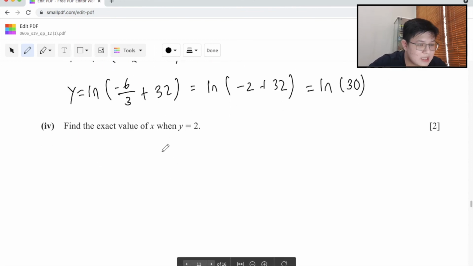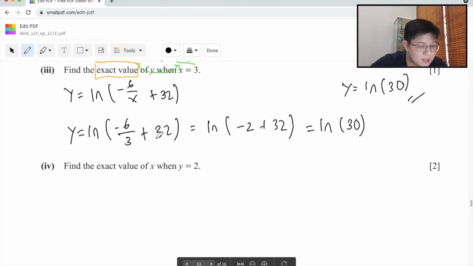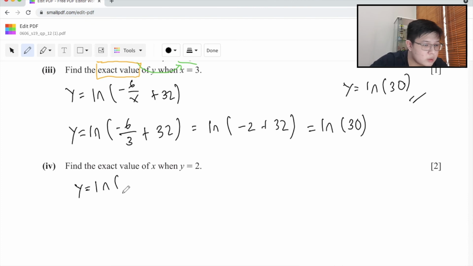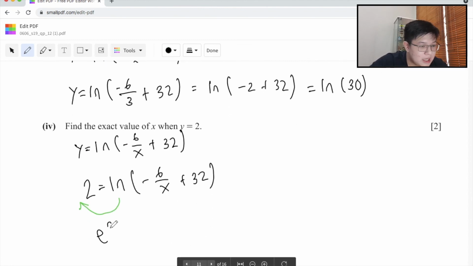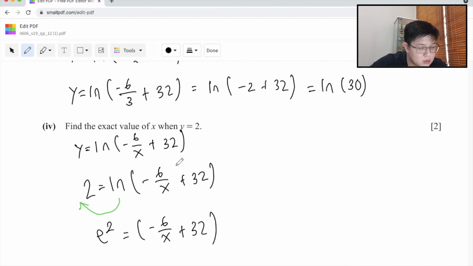Okay, next, find the exact value of x when y equals 2. Yet again, we have to refer to the y equation, which is y is equals to ln of (minus 6 over x plus 32). So now it's the opposite. So we have to replace the y and find x. So 2 is equals to ln of (minus 6 over x plus 32). So we should move ln here to the other side. So using knowledge of ln again, it will be e to the power of 2 is equals to minus 6 over x plus 32.